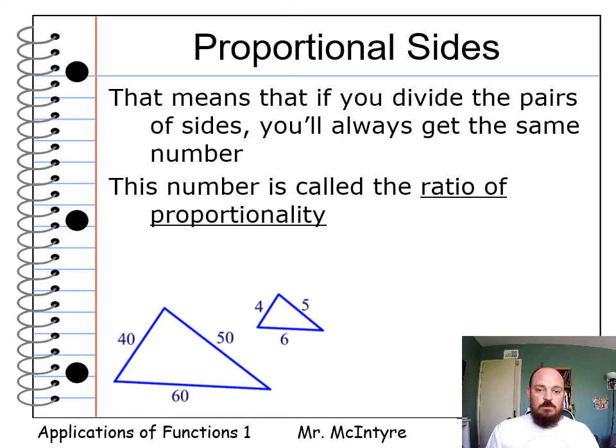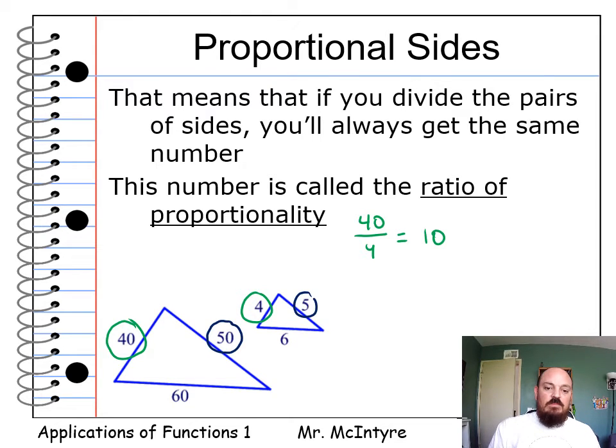So let's take a look at this one and figure out what the ratio of proportionality is. If I match up sides again, let's start with this one and this one. I have a 40 and a 4. If I divide them, 40 divided by 4 equals 10. Now I don't know anything yet. What I want to do now is check and see if I divide the other sides if I get the same number. So next, let's match up the 50 with the 5. And I go 50 divided by 5, well that one also equals 10.